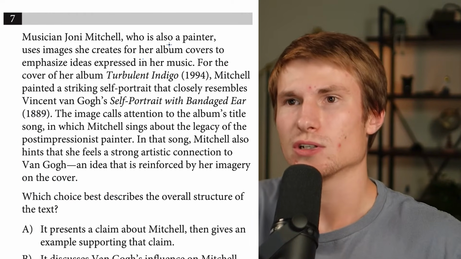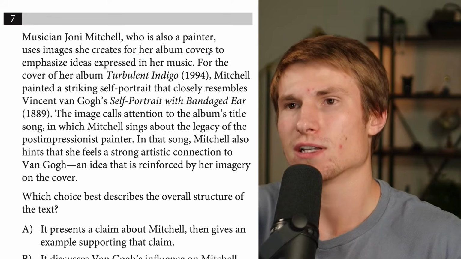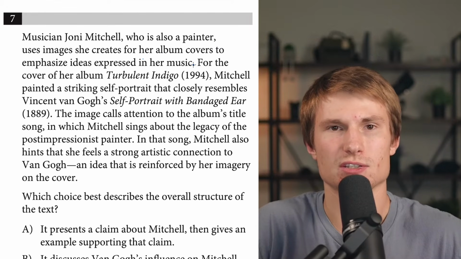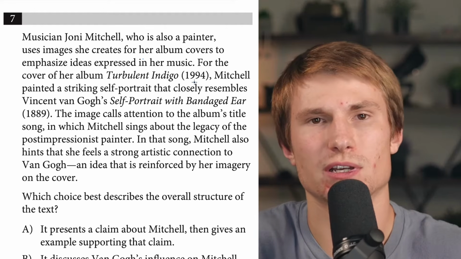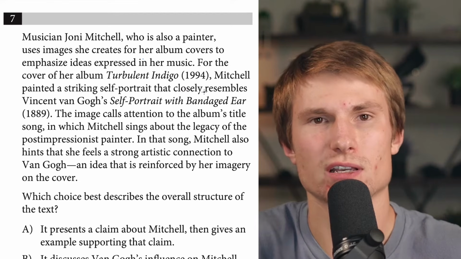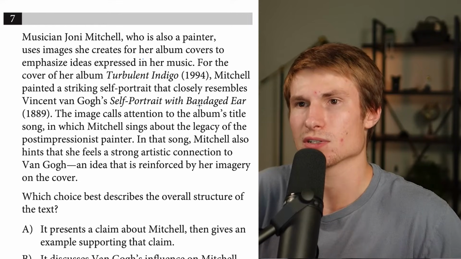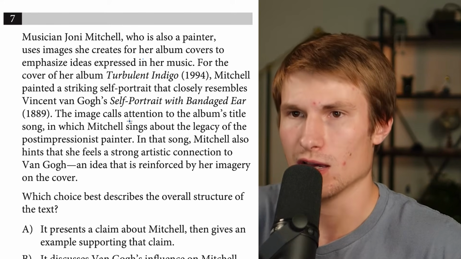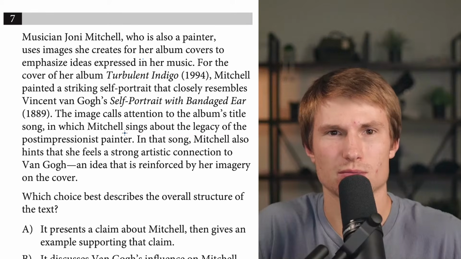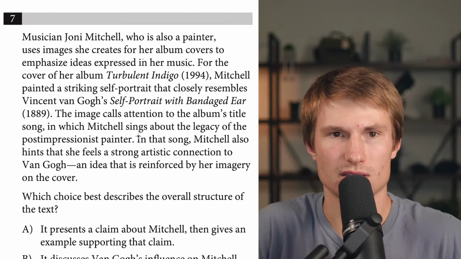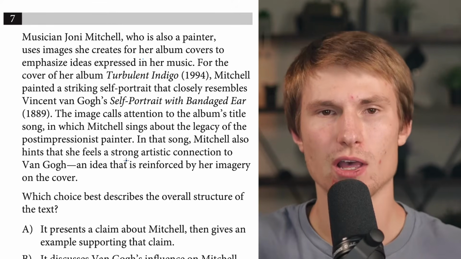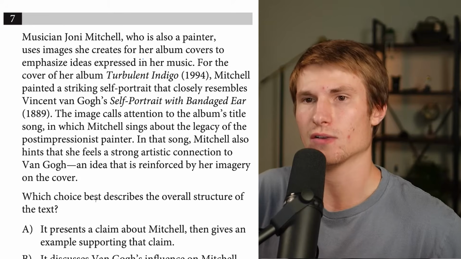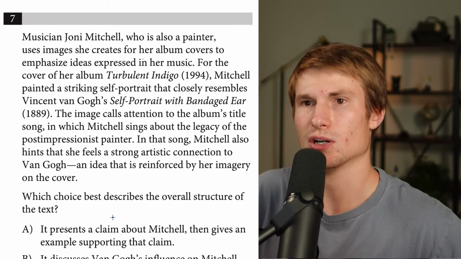Musician Joni Mitchell, who is also a painter, uses images she creates for her album covers to emphasize ideas expressed in her music. For the cover of her album Turbulent Indigo, 1994, Mitchell painted a striking self-portrait that closely resembles Vincent van Gogh's Self-Portrait with Bandaged Ear, 1889. The image calls attention to the album's title song, in which Mitchell sings about the legacy of the post-impressionist painter. In that song, Mitchell also hints that she feels a strong artistic connection to Van Gogh, an idea that is reinforced by her imagery on the cover. Which choice best describes the overall structure of the text?